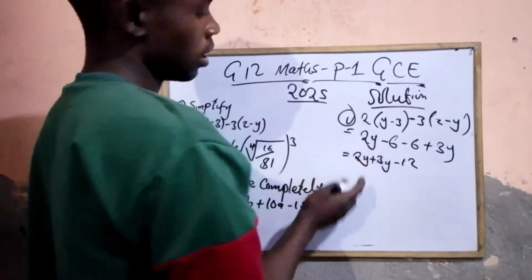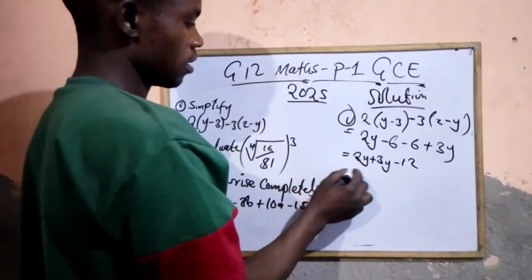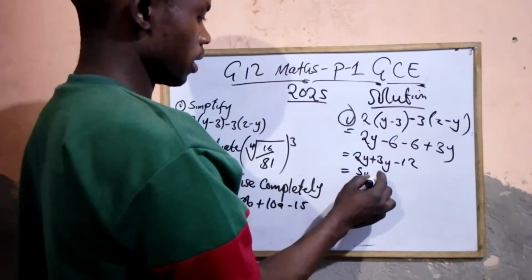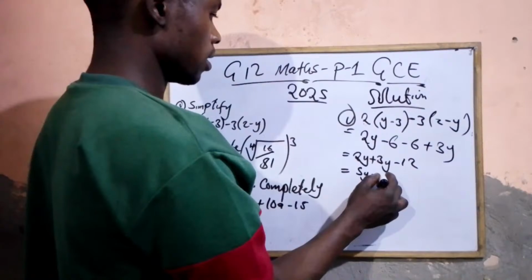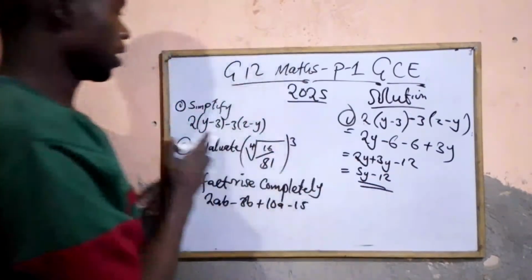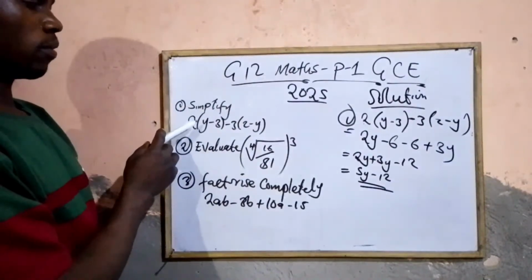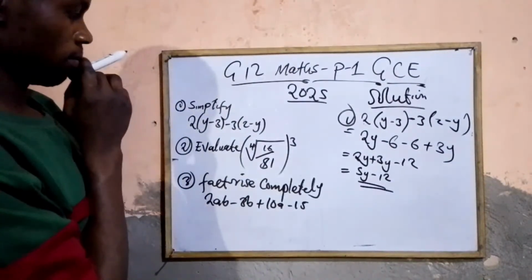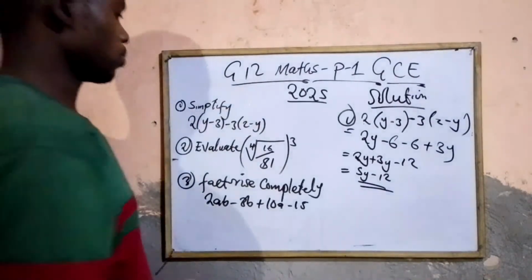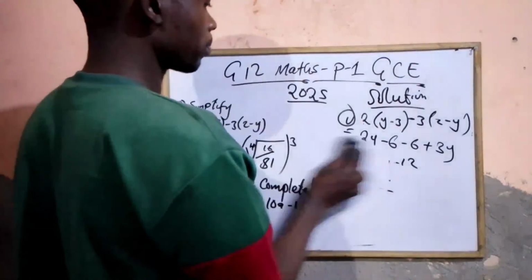I hope you're following these steps. 2y plus 3y, we're going to have 5y, then minus 12. So this is the solution for this simplification which we have been given. Okay, so now let's move on to question 2.